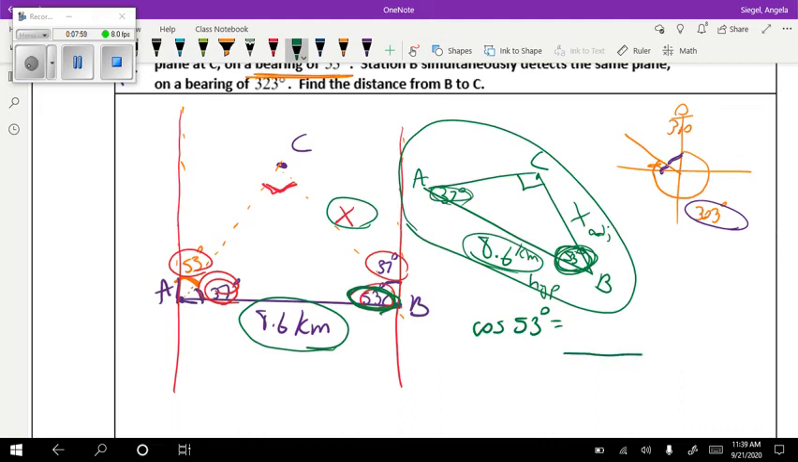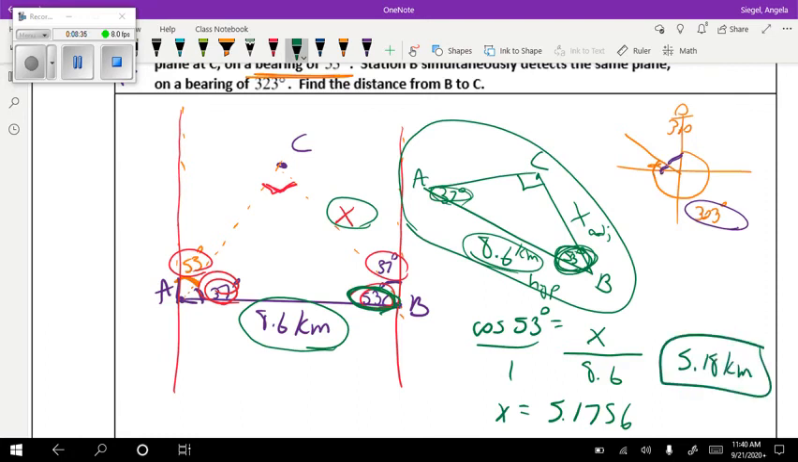So that's why I chose to use cosine. I'm going to say cosine of 53 is x over 8.6. Again, we're going to set this up as a proportion. Cosine 53 times 8.6 is 5.175. Does it say where to round? No, it doesn't. I'm just going to clean this up a bit, so this is going to be 5.18 kilometers for x.